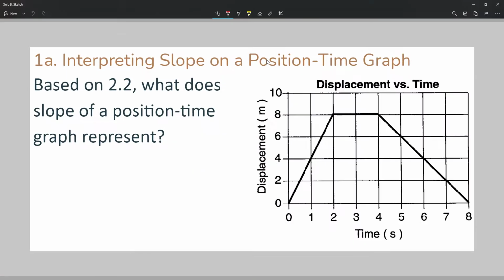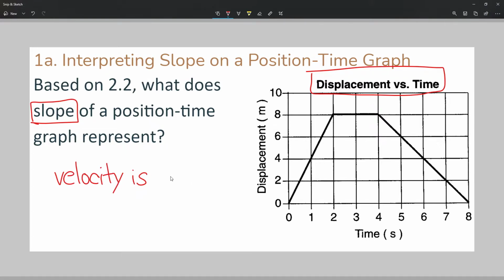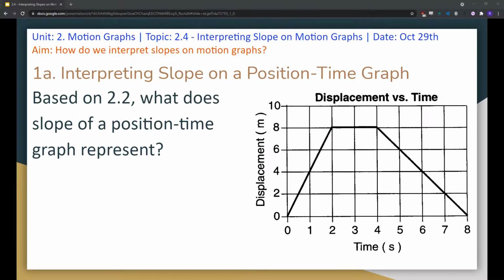This is like a refresher at this point. On a position time graph, what does slope represent? Slope represents velocity. Velocity is slope on a position time graph. Feel free to pause the video if you are copying this down because I will move on. So pause now.